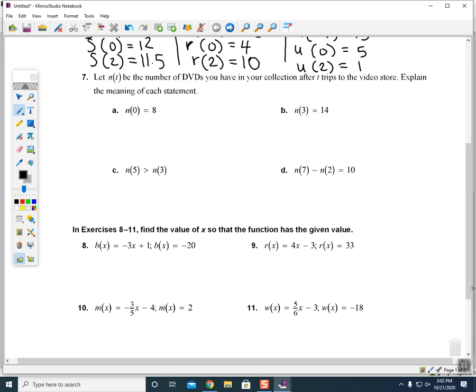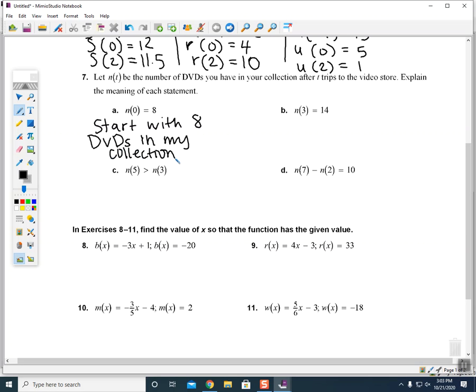So n of 0 equals 8. So I have taken 0 trips to the video store, which means that I start with 8 DVDs in my collection. Right, I haven't even gone to the store yet, but I have 8 DVDs in my possession already.